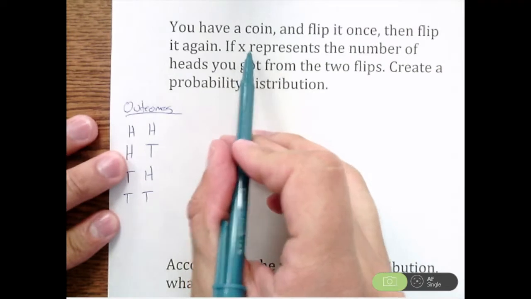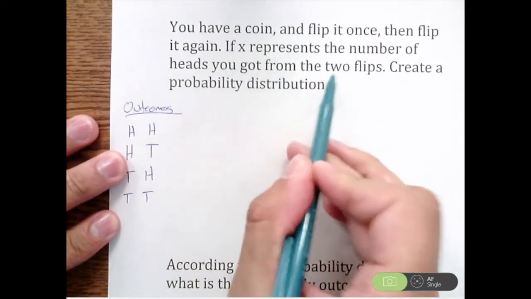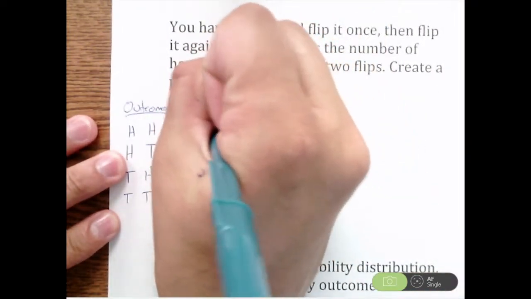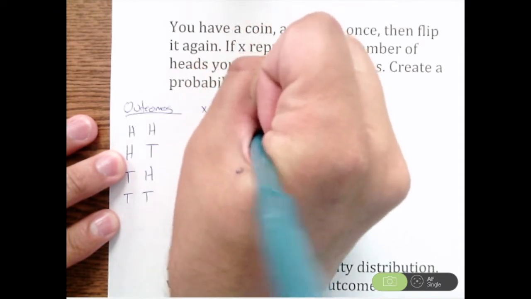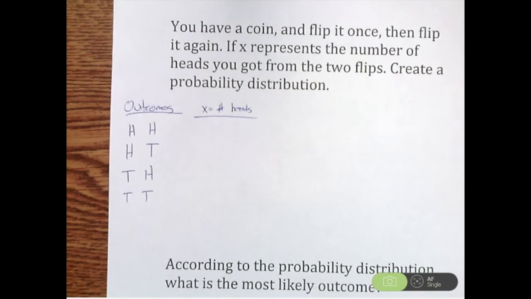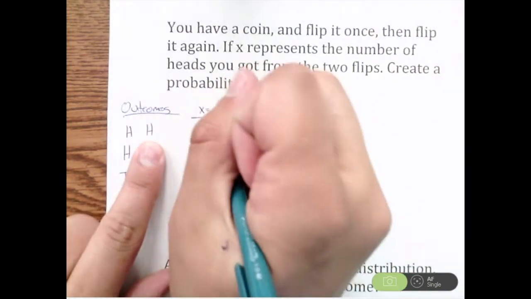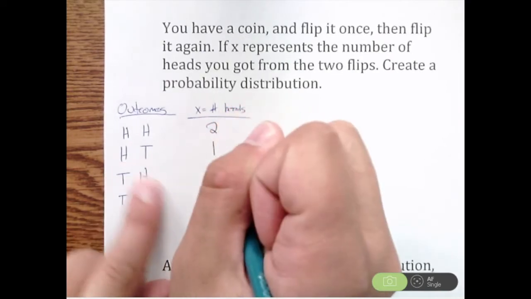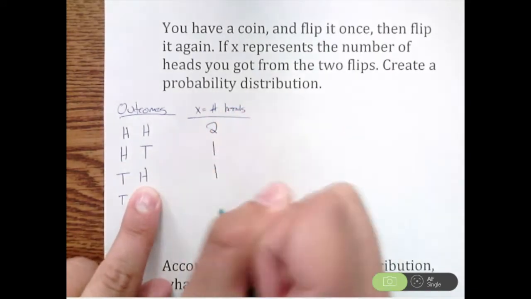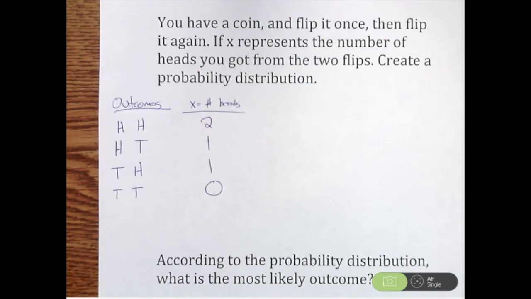Now in our problem it says X represents the number of heads you get from the two flips. So let's figure out what X is, the number of heads. So in this first outcome I could get two heads. I can get one. I can get one. Or I can get none. So listing out the outcomes and counting up what our X variable is really helps us figure out what's going on.